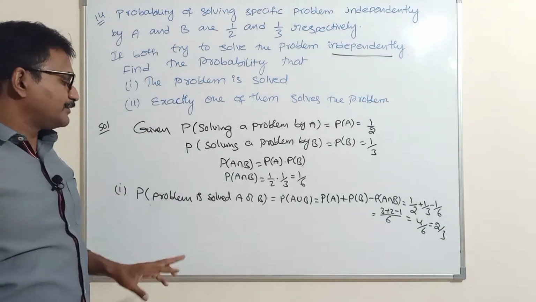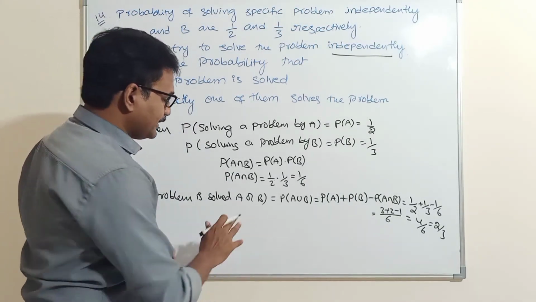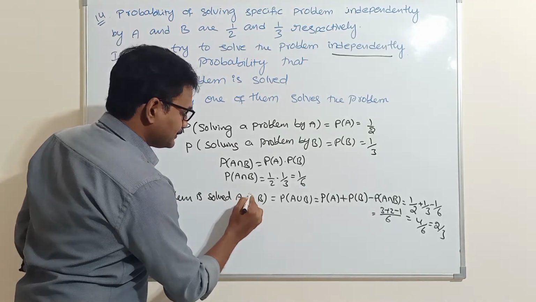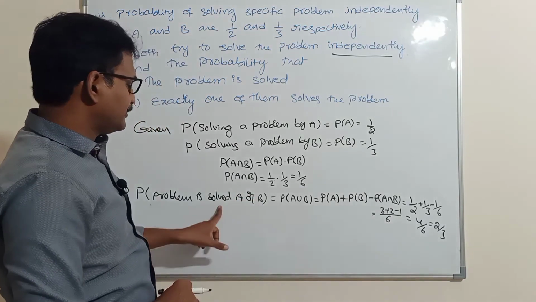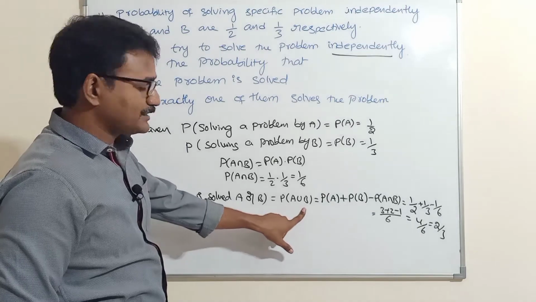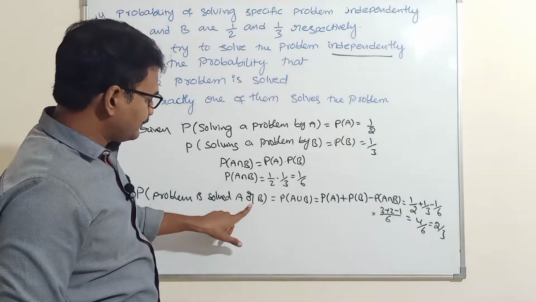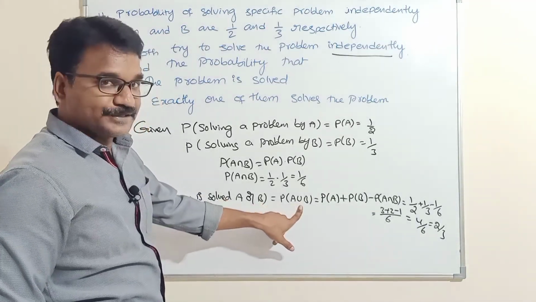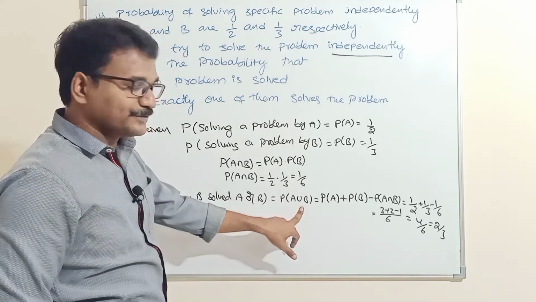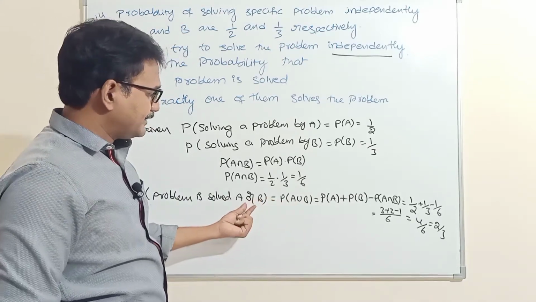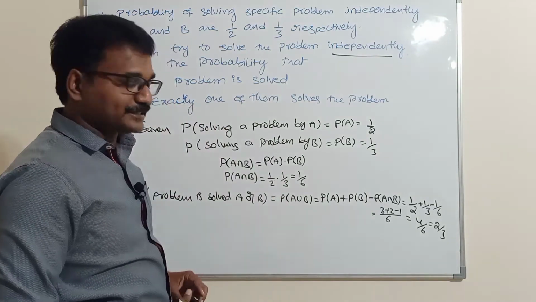The problem is solved, it may be either by A or B. So this is the meaning of the problem: solved by either A or B. A or B means A union B. Whenever the keyword or comes, use the union symbol. If it is at least also, we have to use the union symbol. If it is and or both, then we have to use the intersection symbol.